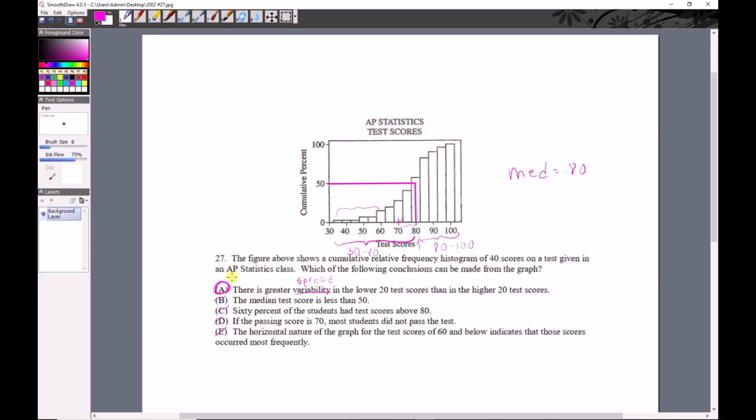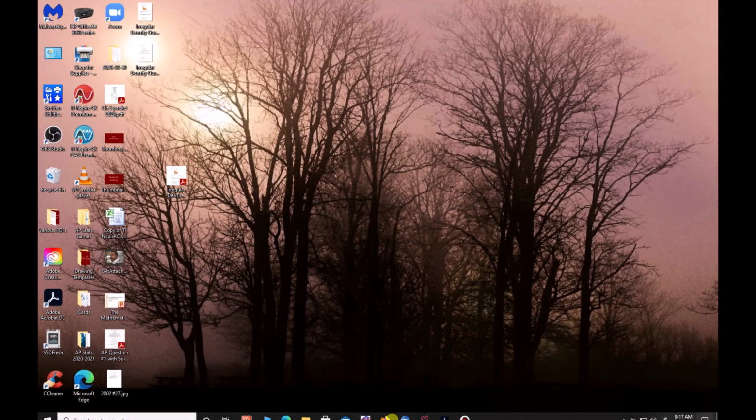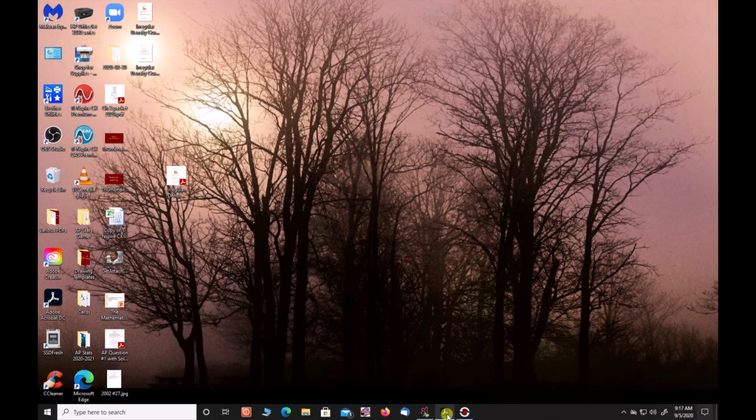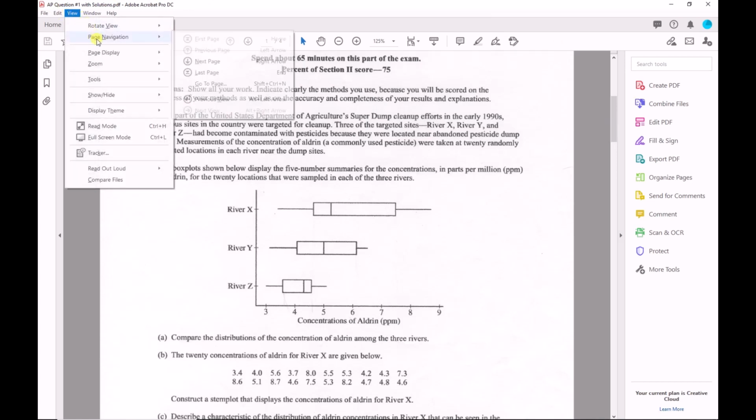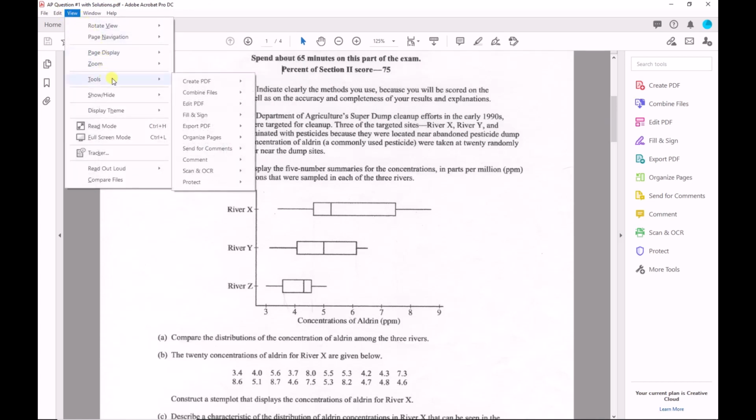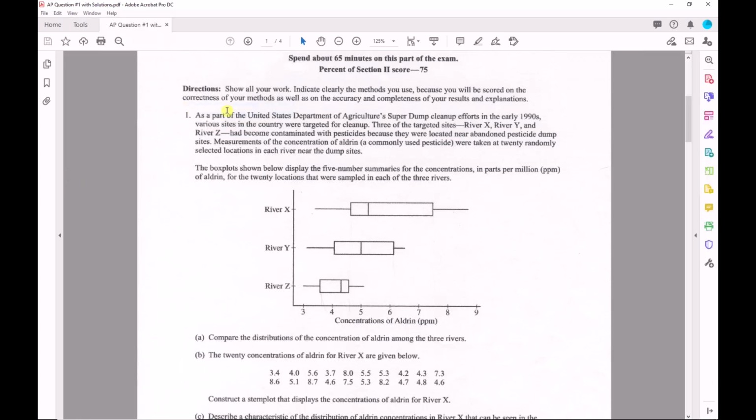So let me go ahead and go on to the next thing that we talked about. So let's see, it's here. And let's see if I can get rid of that window. View tools, show and hide, tools paint, there it goes.